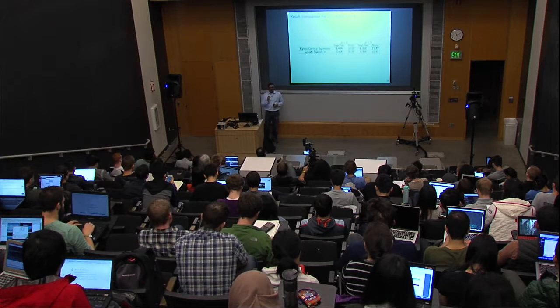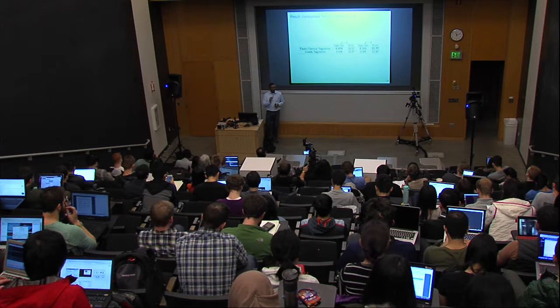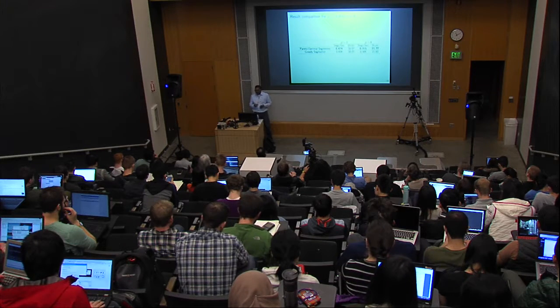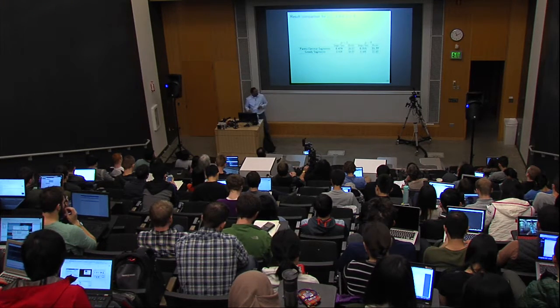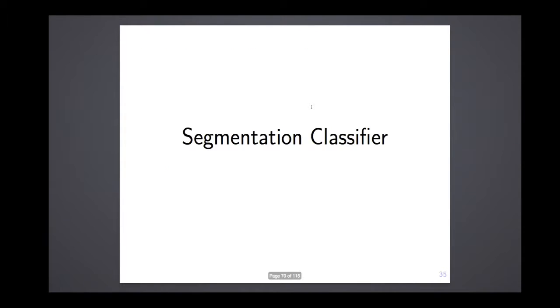So I should have repeated your question, but I'll do it next time. So even if you pick a single point, let's say you pick mu equals 3 or mu equals 8, you can compare these two segmenters. What we want to do is do pretty much the same in terms of BLEU score, but get faster, right? Because we're paying attention to these two things, and the greedy segmenter isn't. We can see that in these results. That's exactly what we see. We get faster, more segments per second. We maintain the same BLEU score.